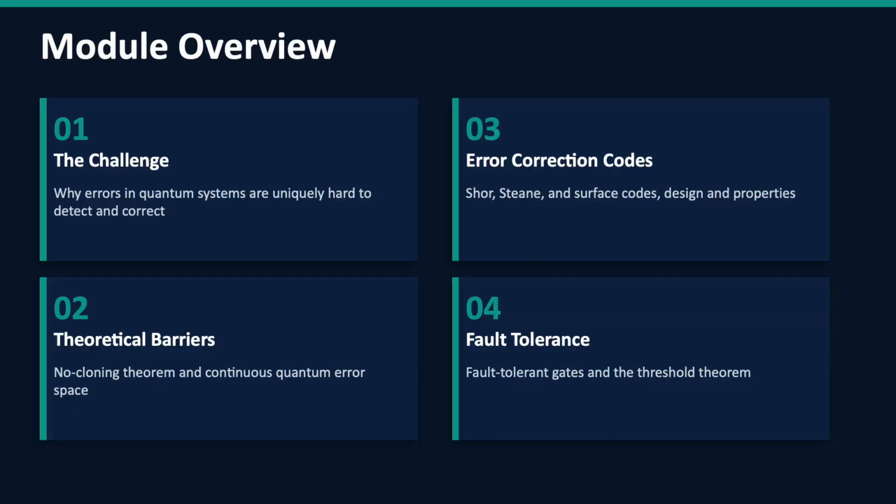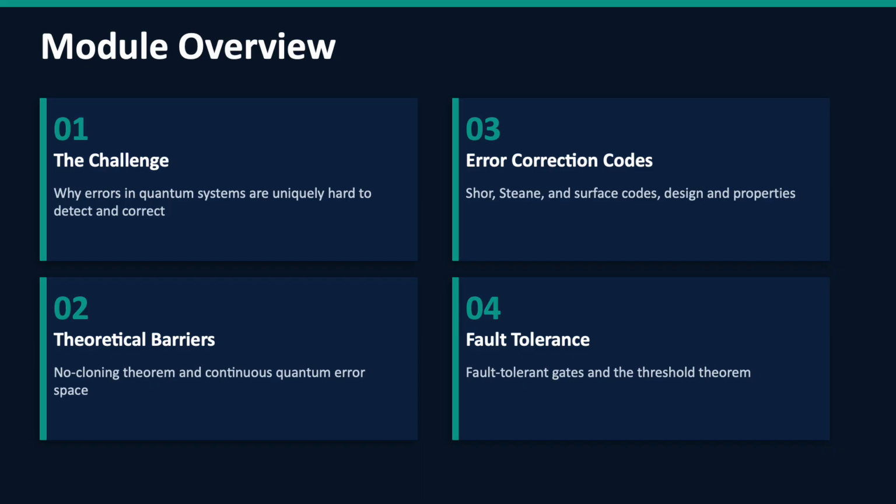This module is organized into four major sections that build on each other in a logical sequence. We begin by asking the fundamental question: why is this problem so hard in the first place? Understanding the nature of the challenge is essential before we can appreciate the elegance of the solutions. Just as a doctor must understand a disease before prescribing medicine, we must understand quantum errors before we can correct them.